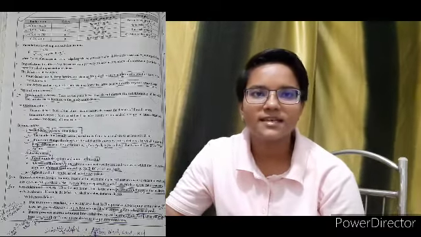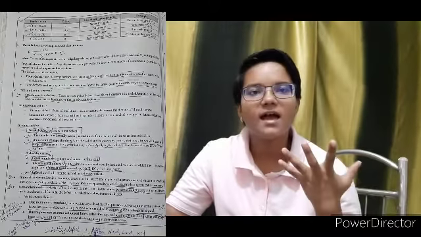Extra cations present in the interstitial site, and when anions are due to anionic vacancies. Now, this was about metal excess defect. Now we will see about metal deficiency defect.